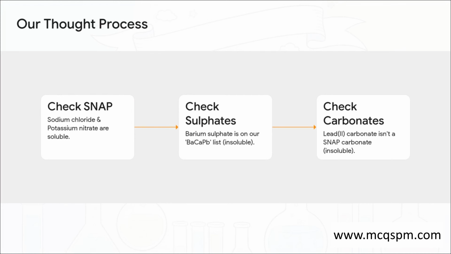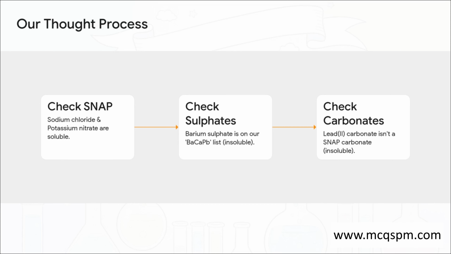All right, let's think this through. First thing we always do is look for SNAP. Okay, option I is sodium chloride. S for sodium, that's in SNAP, so it's soluble, gone. Option 3 is potassium nitrate. P and N are both in SNAP, so it's definitely soluble, gone. So now we're left with II and IV.